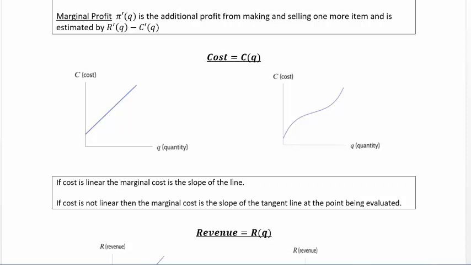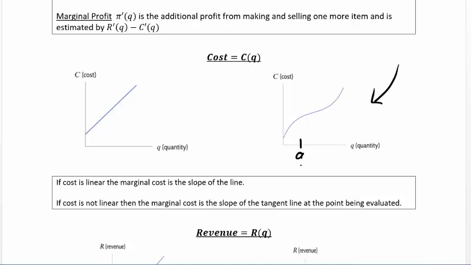However, there are certainly a lot of instances where your cost is not linear for whatever reason. And so now we can extend this to other types of cost functions. If your cost function is not linear, like in our example over here, then the marginal cost is going to be the slope of the tangent line at the point being evaluated. So what does that mean? That means we can't just assume one marginal cost for every single point. We need to pick a specific quantity and then evaluate the tangent line at that point.